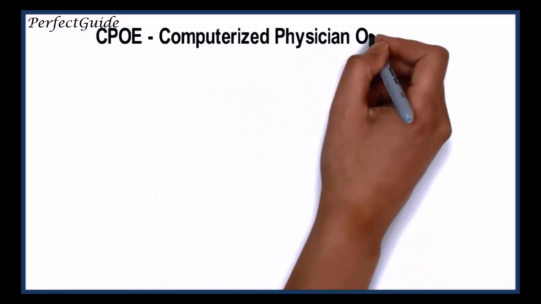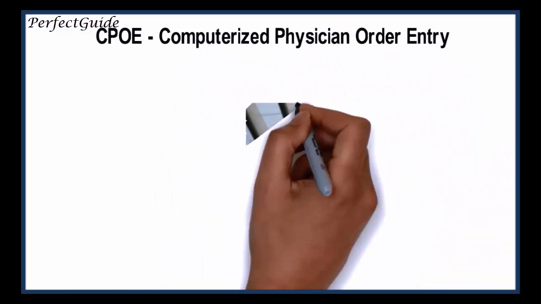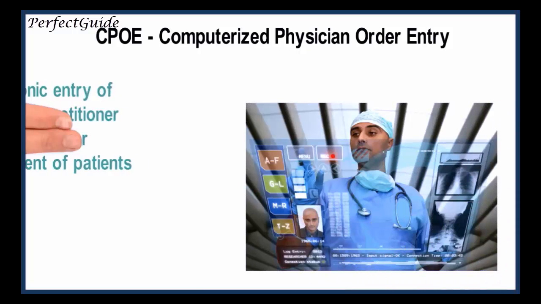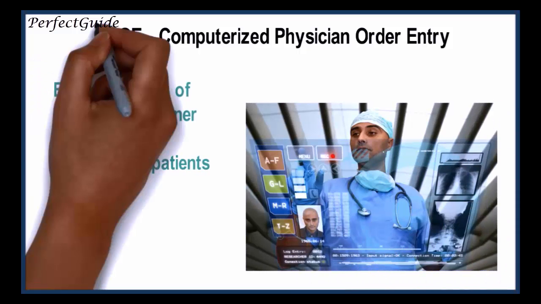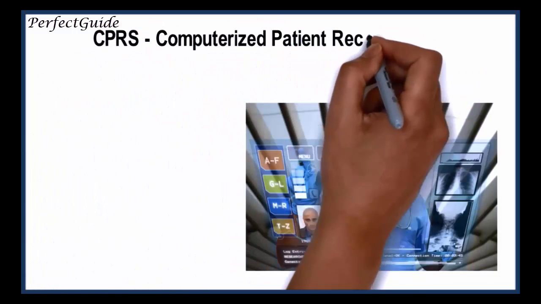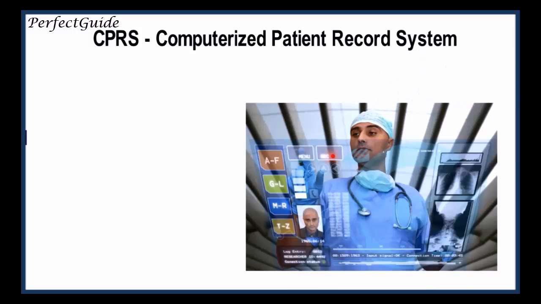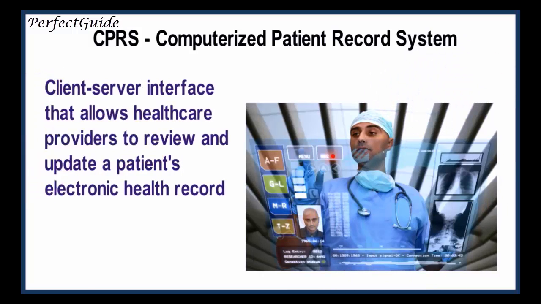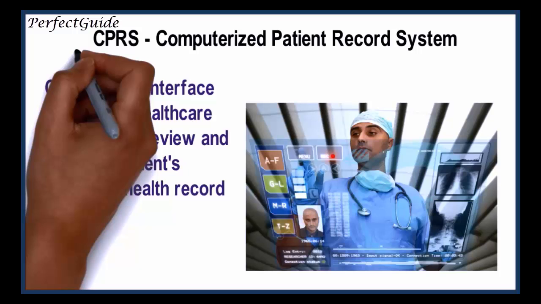CPOE is Computerized Physician Order Entry. CPOE is a process for electronic entry of medical practitioner instructions regarding the treatment of patients. CPRS is a Computerized Patient Record System. A CPRS is a client-server interface that allows healthcare providers to review and update a patient's electronic health record.